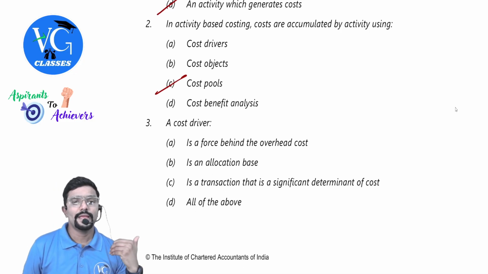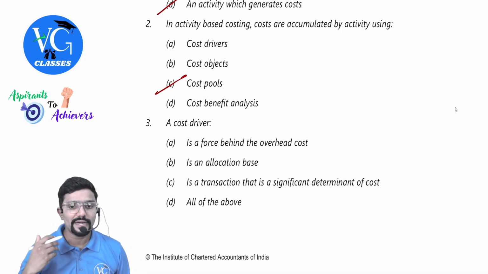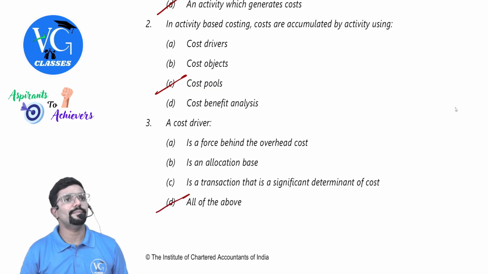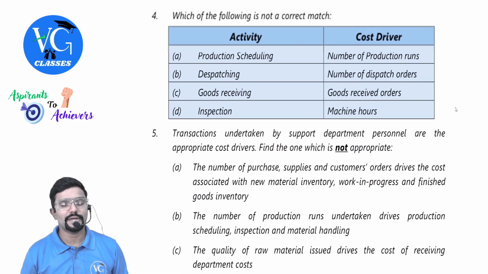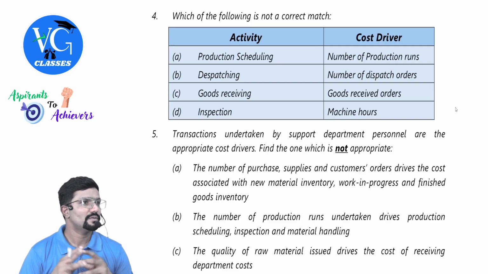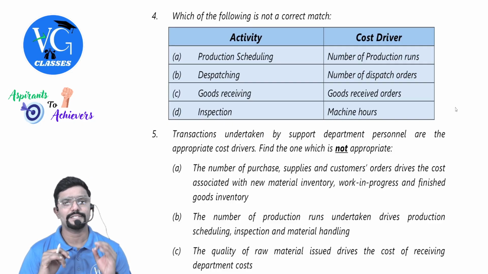Next, third. A cost driver is a force behind the overhead cost, is an allocation base, is a transaction that is significant determinant of cost. All of the above. Which of the following is not a correct match?